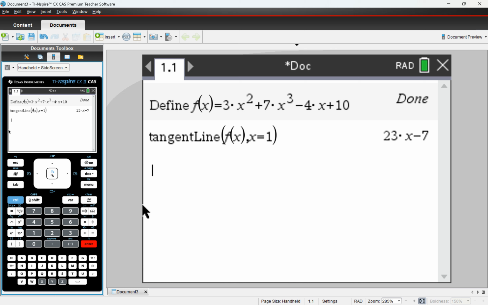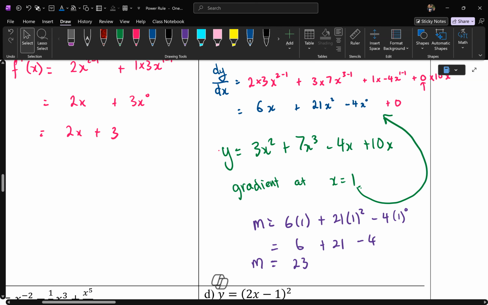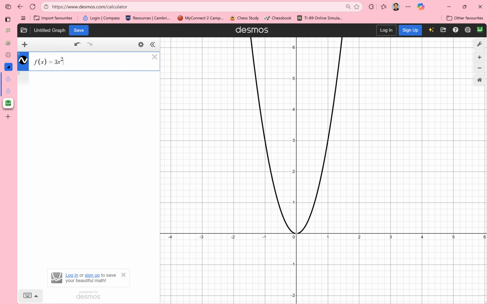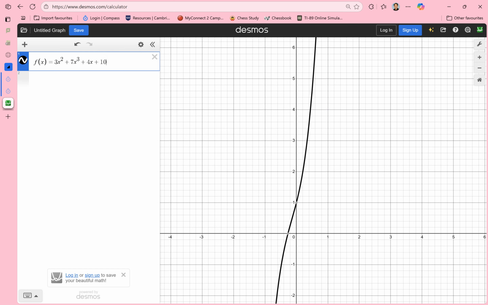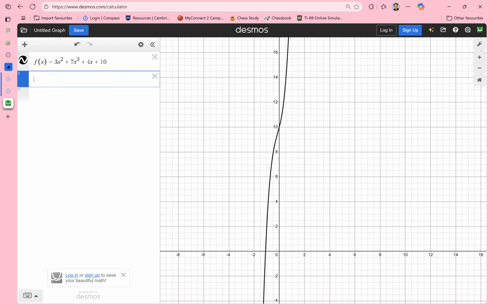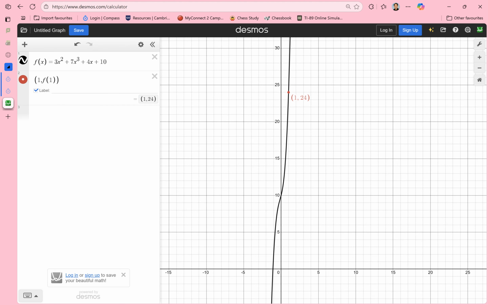If I actually sketch this graph so that you could see it, let's do it on Desmos so it's a bit more visual. I'm going to take this off. Here we go, same thing. f of x equals 3x squared plus 7x cubed plus 4x plus 10. This is what your graph looks like. But if I then type at x equals 1, which I want to know where the y value of f of 1 is, it's at 24. Okay, cool. So 1, 24. And we just figured out that the line from the CAS calculator was y equals 23x minus 7.